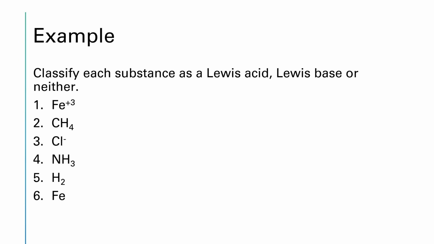In this example, we're asked to classify each substance as a Lewis acid, a Lewis base, or neither. Fe+3 is clearly missing some electrons since it has that +3 charge, which means it can be an electron pair acceptor, making this a Lewis acid. CH4, well, I'm going to draw the Lewis structure of that up here.